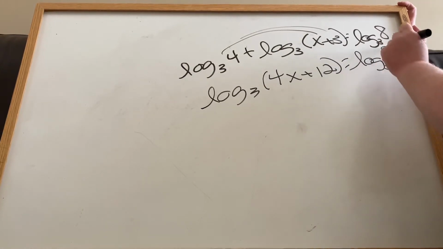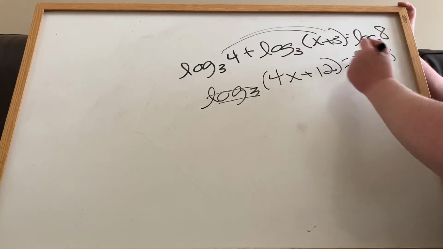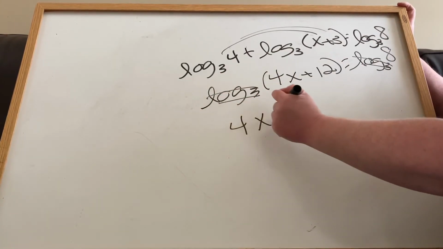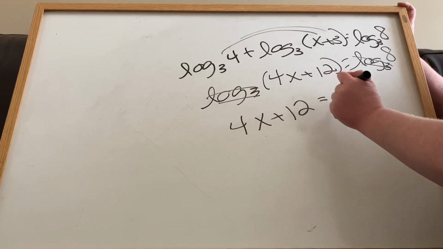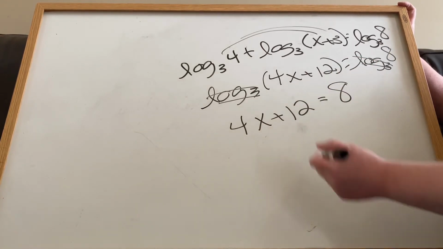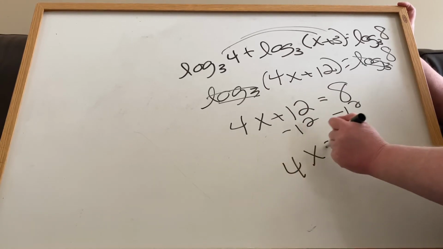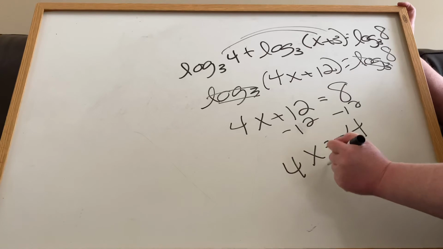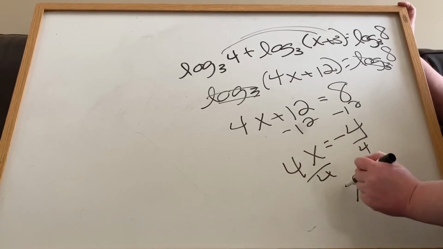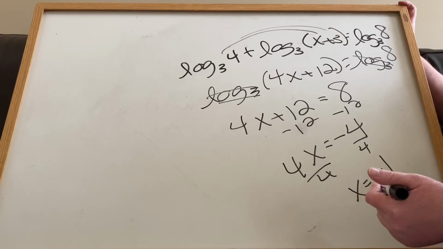8. So now you have a log on each side. It will go away. So then 4x plus 12 is going to be 8. And you're going to solve. So you would subtract 12. So then 4x equals negative 4. Divide by 4. You get x equals negative 1. You go, it's a negative number. It has to fail. Nope, you need to make sure you check it.